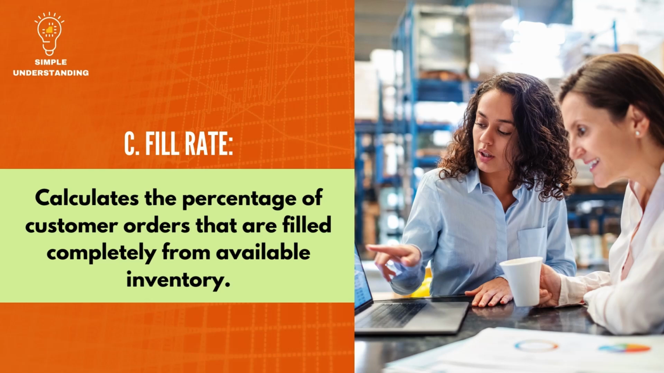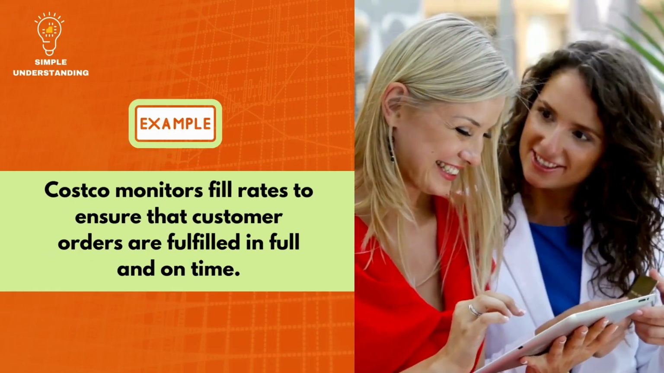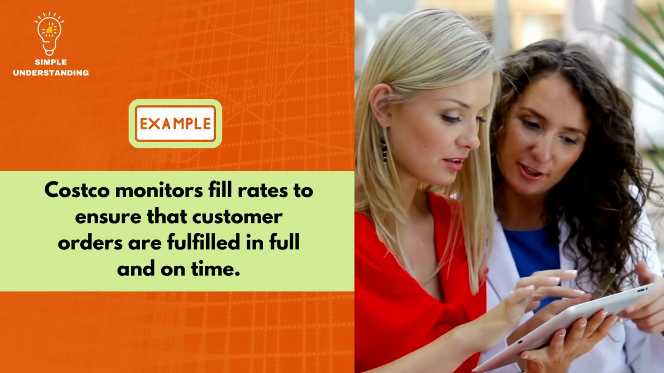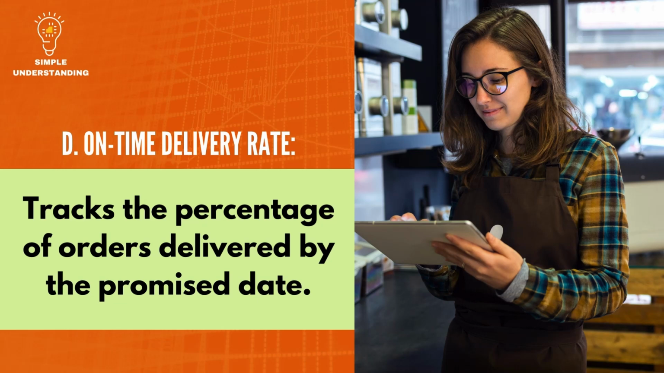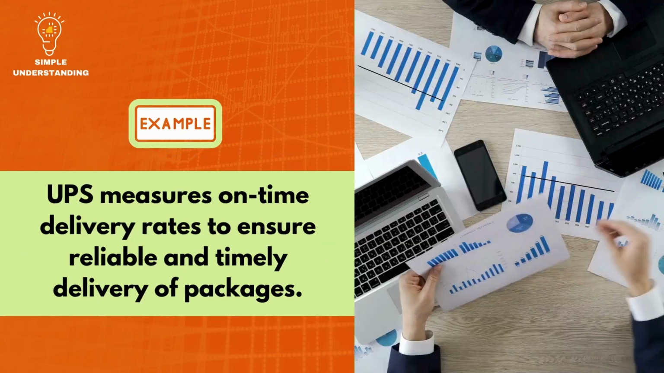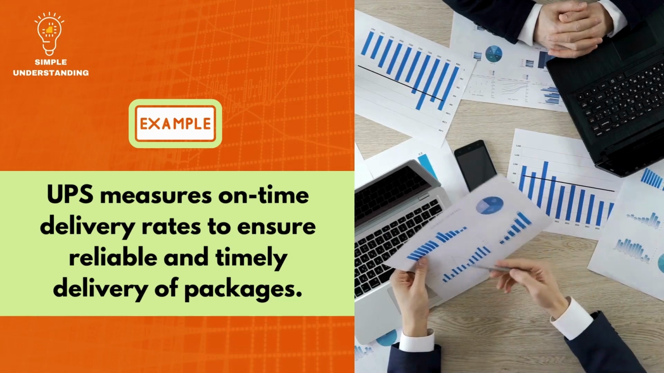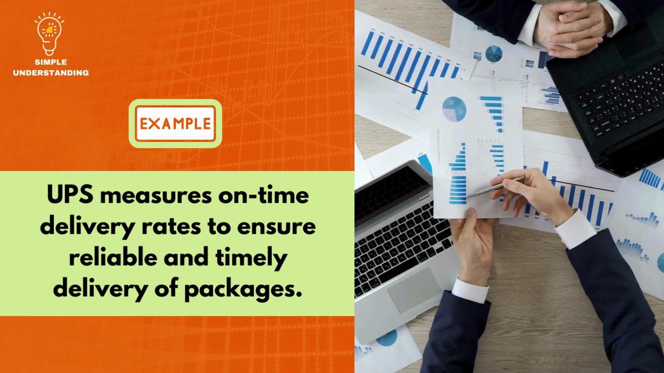C. Fill rate. Calculates the percentage of customer orders that are filled completely from available inventory. Example: Costco monitors fill rates to ensure that customer orders are fulfilled in full and on time. D. On-time delivery rate. Tracks the percentage of orders delivered by the promised date. Example: UPS measures on-time delivery rates to ensure reliable and timely delivery of packages.